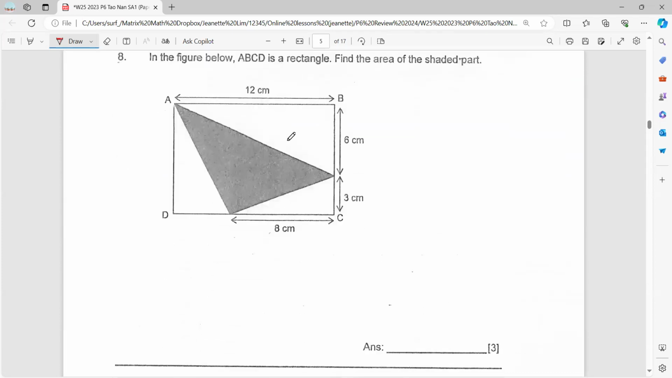Okay, question number 8. In the figure below, ABCD is a rectangle. Find the area of the shaded part. To find the shaded part, you need to take the rectangle minus away the unshaded parts. So let's name this X, Y, Z. Okay, so let's find the base and height of X. To find the base is 12 minus 8. So 4 cm here. The height of Y is 6 plus 3.